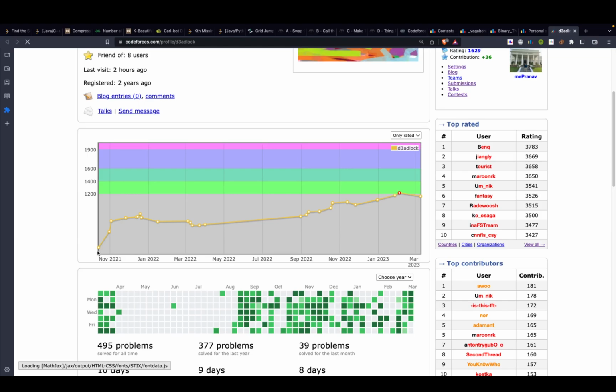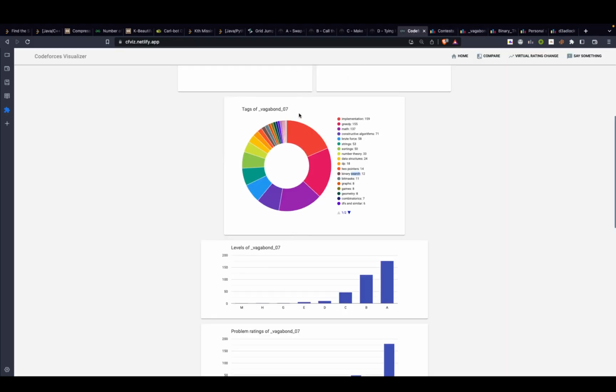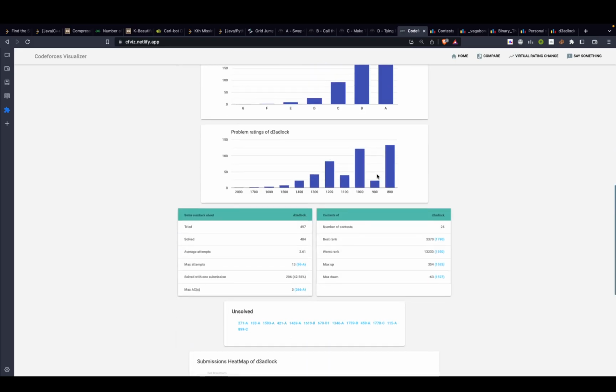Okay, so I see that you started giving contests back in 2021, but then for a long, long time you didn't give any contest, and your contests are pretty scattered. Why aren't you consistent? Yeah. It's basically because I thought of going into the development side, and then I felt like, let's do CP, so I went back to CP.